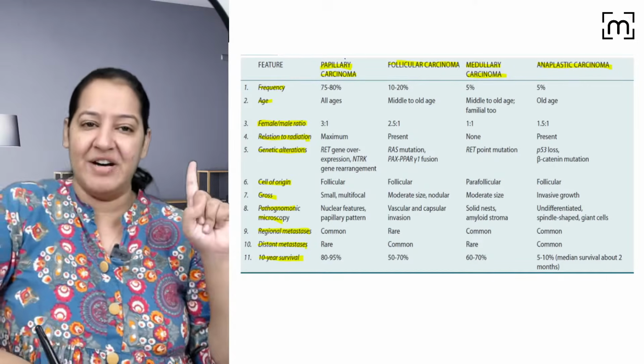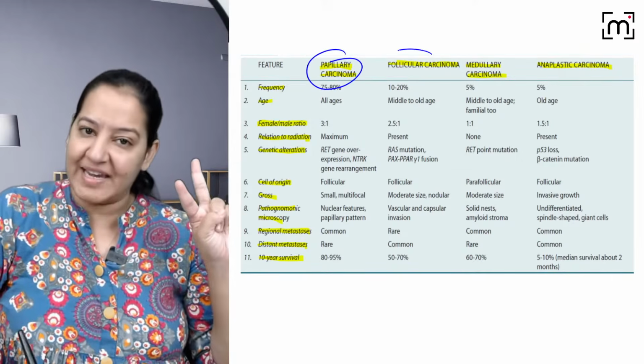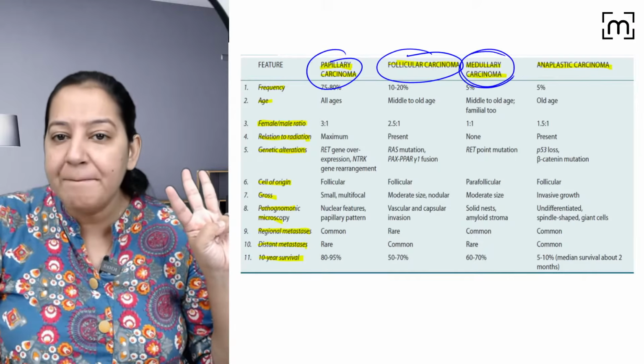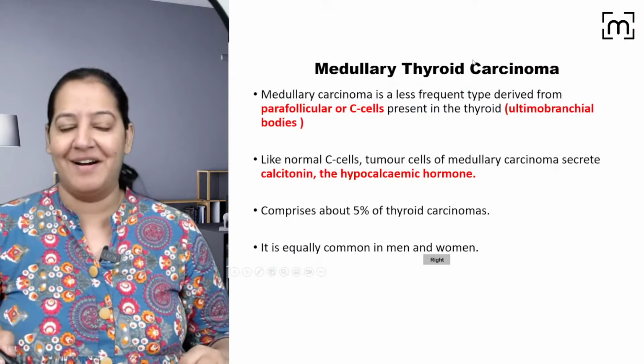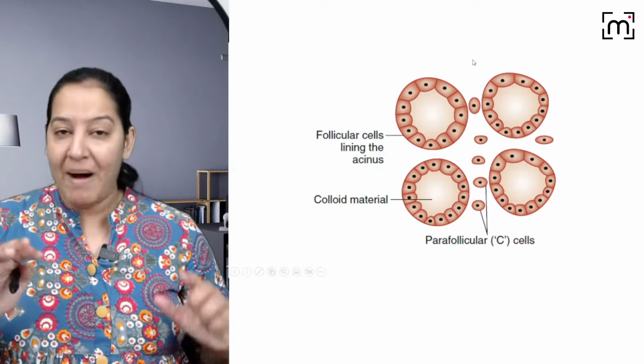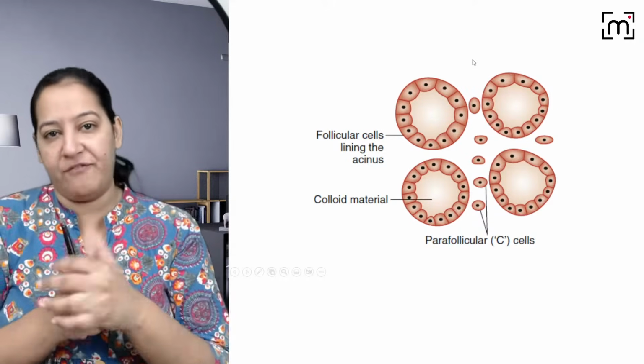We are done with the first one, papillary. We are done with the second, follicular, right? And now I am moving to the third one. The third one is the medullary carcinoma. The medullary carcinoma differs from the other three in that it arises from parafollicular cell.